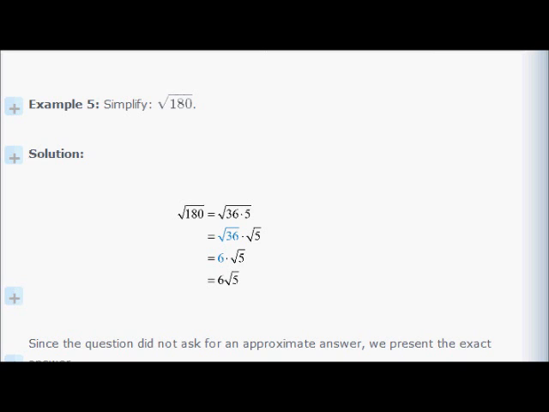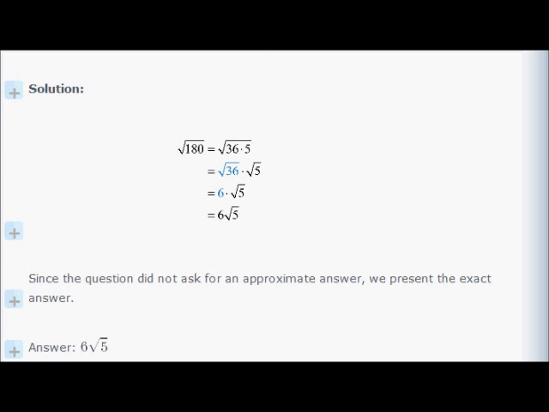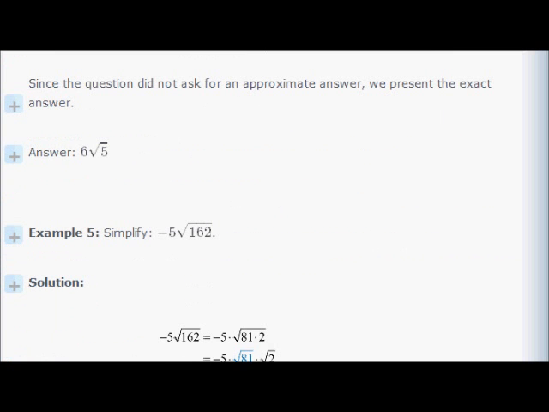Simplify root 180. Okay, so let's try breaking up into primes now. 180 is equal to 36 times 5, which equals 6 times 6 times 5. So 36 is a perfect square. You pull that out. You make it root 36 times root 5, which is 6 times root 5. And the question here did not ask for an approximate answer, so we can present the exact answer, which is 6 root 5. Or you could say 6 times the square root of 5.